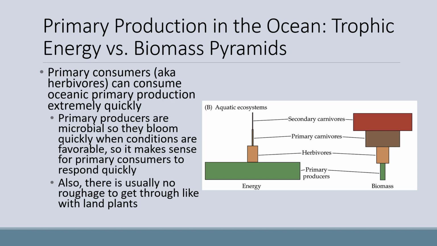This is because primary consumers, also known as herbivores, can consume oceanic primary production extremely quickly. That means that a lot of primary production is happening, but it gets eaten so fast that we don't get a chance to measure it. The reason why aquatic primary producers can be consumed so quickly is because they are microbial and they bloom quickly when conditions are favorable. So it makes sense for a primary consumer to respond very quickly as well. There's no roughage associated with them like land plants, and so it's easier for them to be eaten.